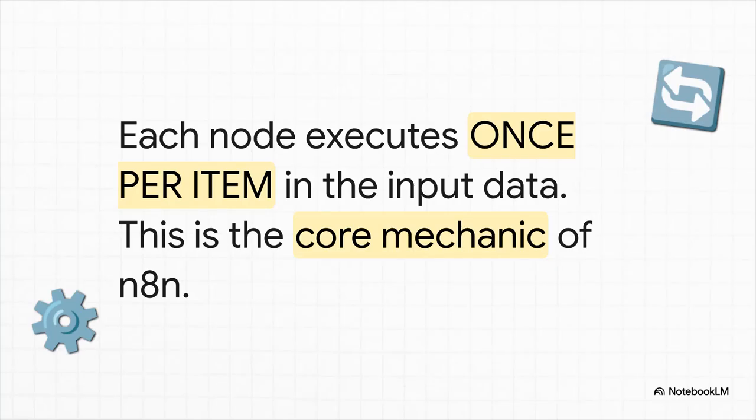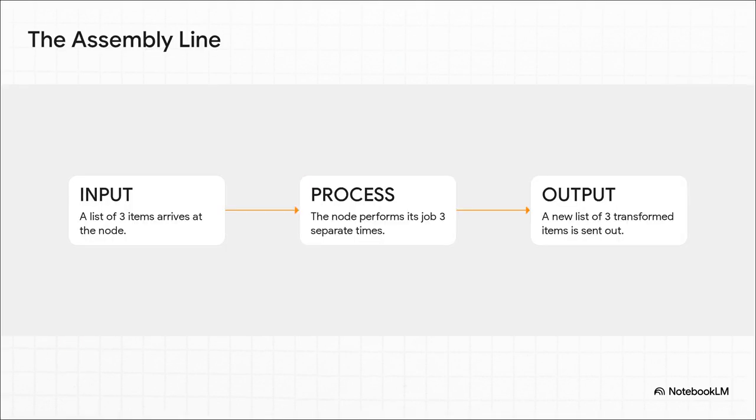All right, listen up, because this is the golden rule of n8n. If you understand this, you understand how workflows, well, work. With just a couple of exceptions, every node in your workflow will execute once for every single item it receives. That's the core mechanic. Think of it like an assembly line. If a list of 3 items shows up at a node, that node is going to do its job 3 separate times. Once on the first item, once on the second, and once on the third. Then, it sends out a brand new list containing those 3 transformed items.